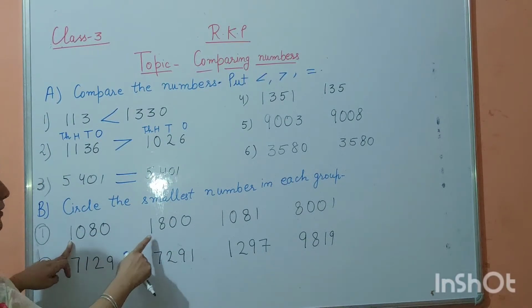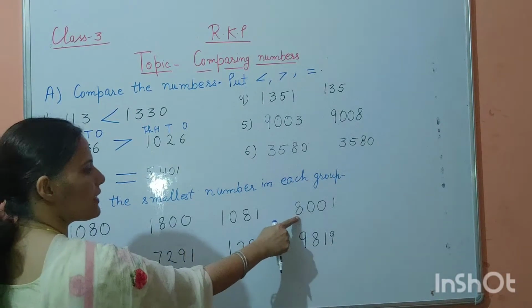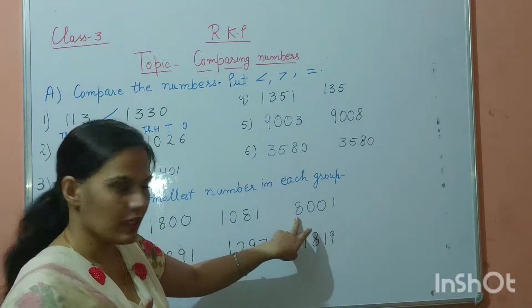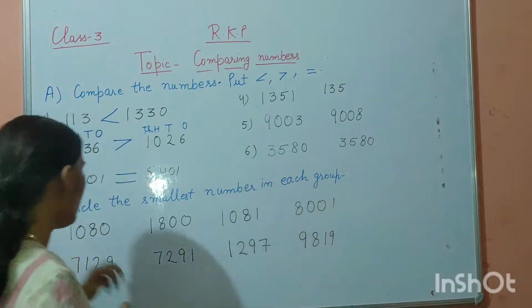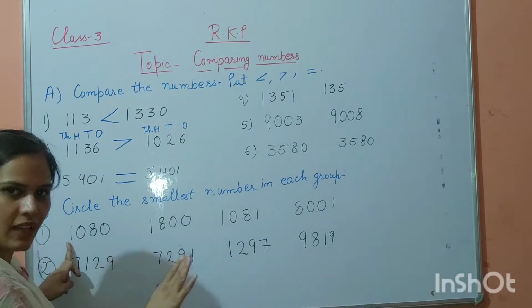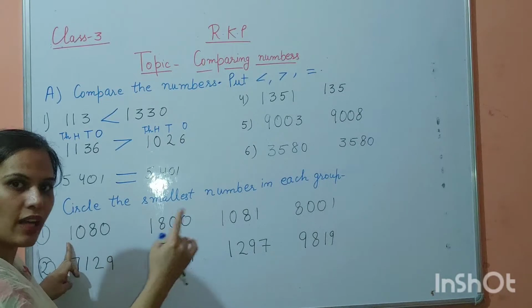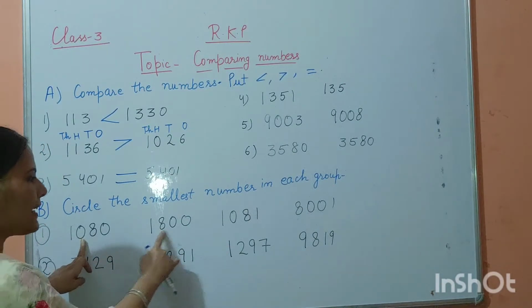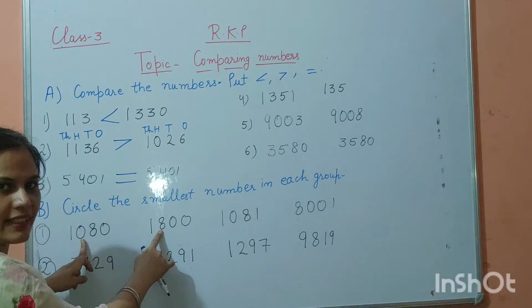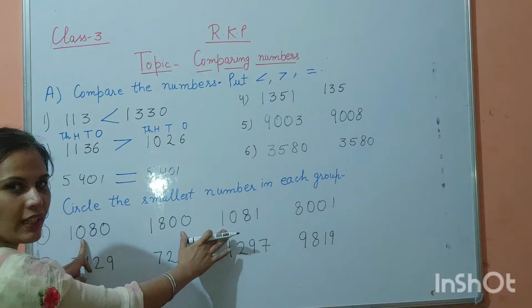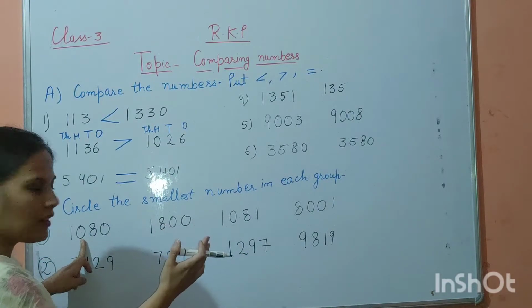Thousand place is 1, 1, 1 and this is 8. Means this is the greatest number. Leave it. Now you have 3 numbers and their thousand places are same. Then go to the hundred place. Hundred place 0, 8, 0, means this is greater. Leave it. Now you have 2 numbers only. You have to find the smallest one now.